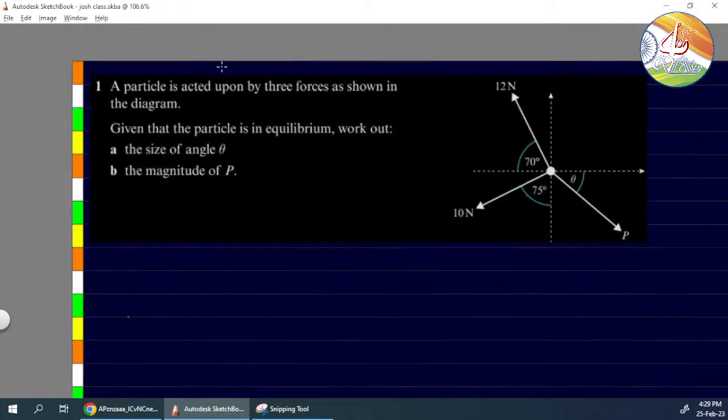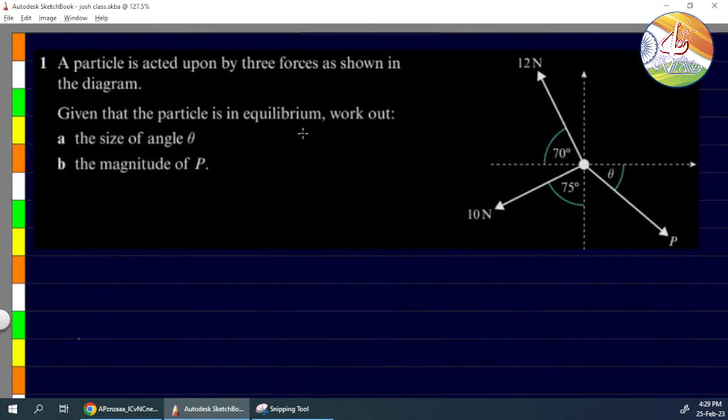A particle is acted upon by three forces as shown in the diagram. Given that the particle is in equilibrium, work out the size of the angle theta. So theta we need to find, and we need to find the force P. He's telling us that they are in equilibrium. Three forces, they are coplanar, they are all moving away. So which theorem can we apply? Lami's theorem.